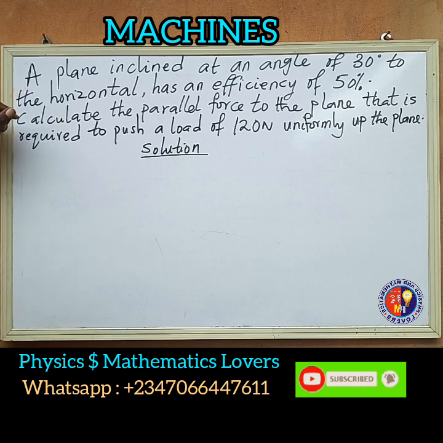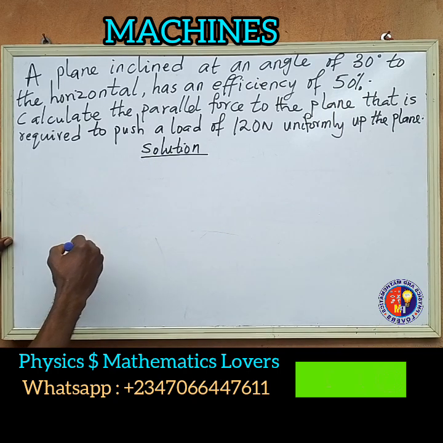The question says, a plane inclined at an angle of 30 degrees to the horizontal has an efficiency of 50%. Calculate the parallel force to the plane that is required to push a load of 120 Newton uniformly up the plane. Now I look at this question. It comes from a machine. According to the question, let's go.